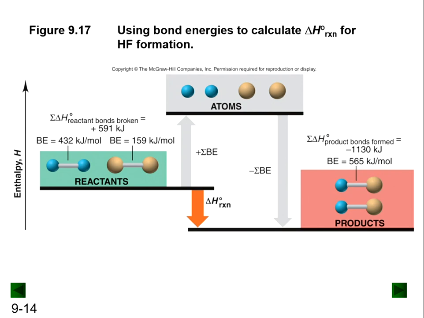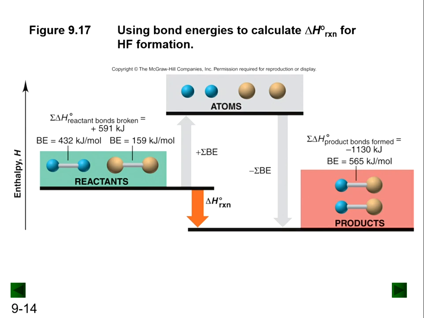Here's a way to visualize this. Silberberg has given us a nice figure that shows us why you take reactants minus products. Of course, you think back and say, when we did enthalpy, standard enthalpy for reaction, we took the enthalpies of the products minus the enthalpies of the reactants. Why, in this case, are we taking the bond energies of the reactants minus the bond energies of the products? And this figure shows why.